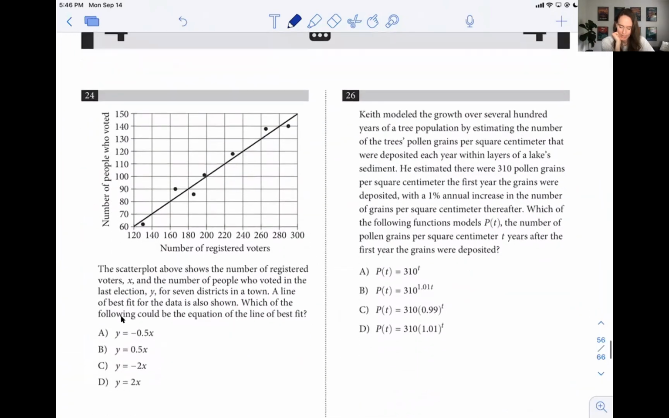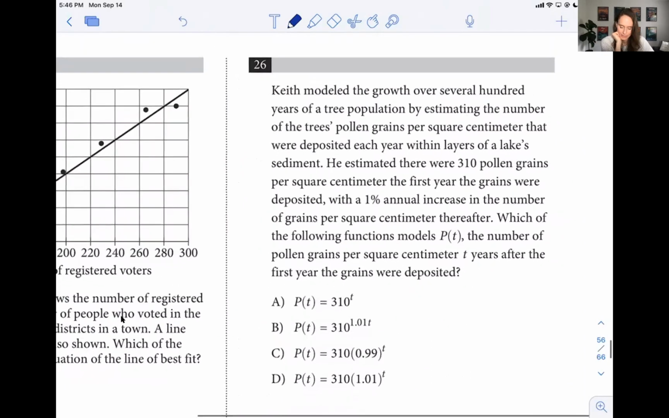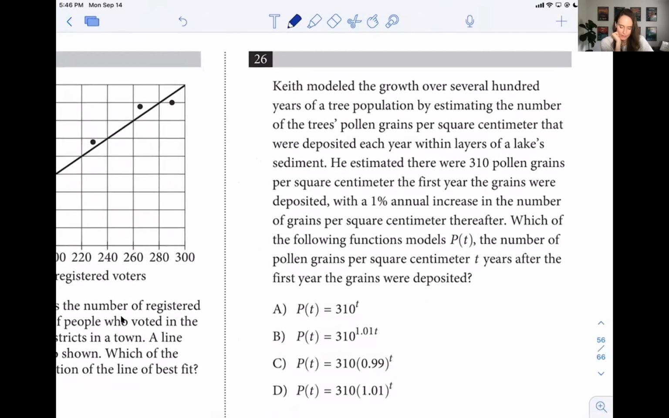Let's look at question 26 here. Keith modeled the growth over several hundred years of a tree population by estimating the number of tree pollen grains per square centimeter that were deposited each year within layers of a lake sediment. He estimated there were 310 pollen grains the first year, so that's our starting amount. The grains were deposited with a 1% annual increase in the number of grains per square centimeter thereafter. Which of the following functions models P(T), the number of pollen grains per square centimeter T years after the first year the grains were deposited?